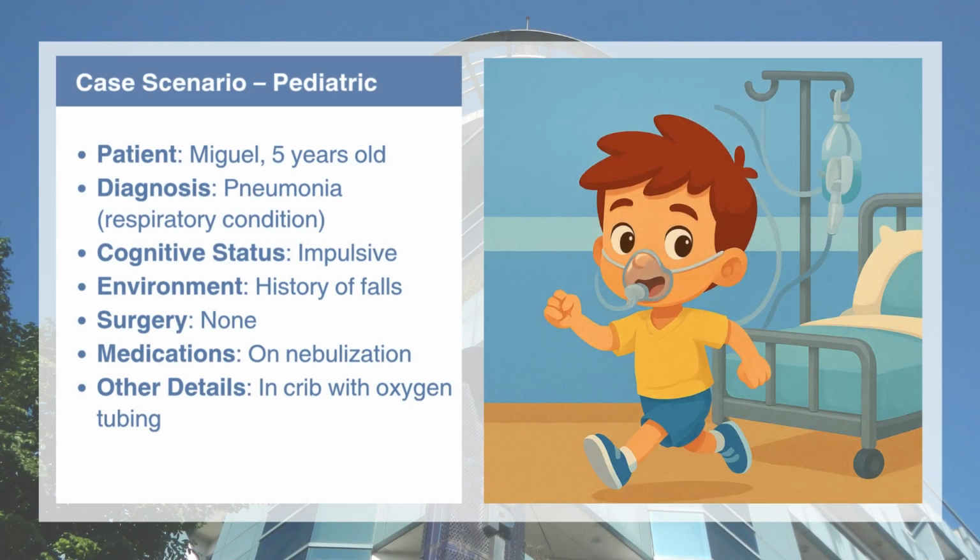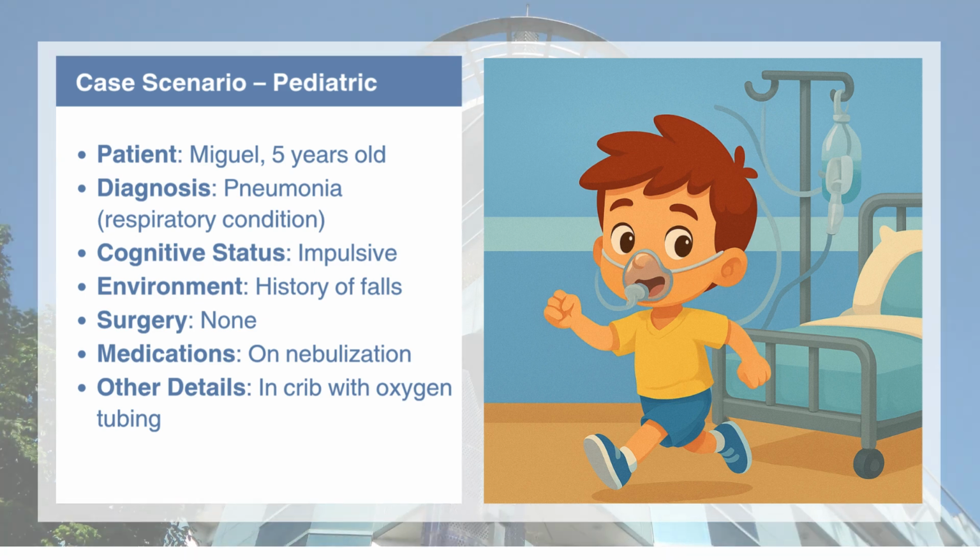Let's apply what we've learned. Here's a case. Miguel is a 5-year-old boy admitted for pneumonia. He's known to be impulsive, has a prior fall history, and is currently in a crib on oxygen. He has not undergone surgery, but is on nebulized medications. Let's compute his Humpty Dumpty Fall score.